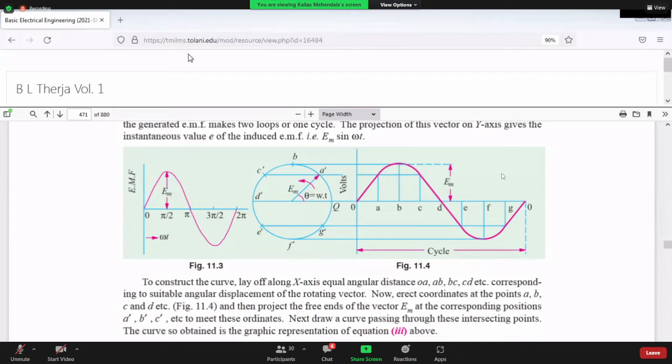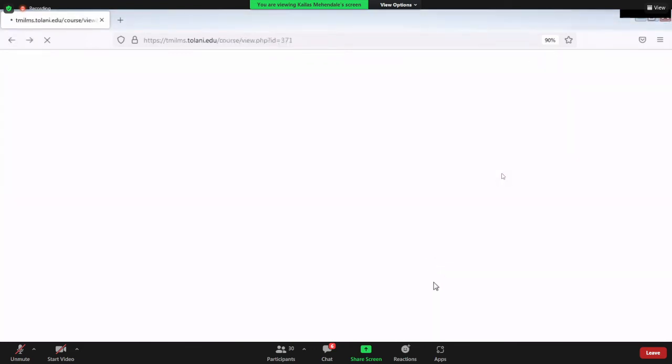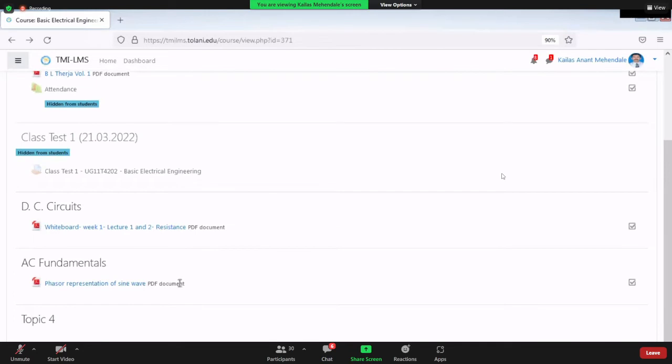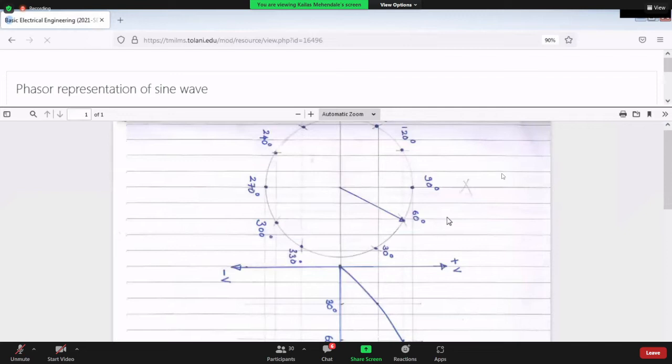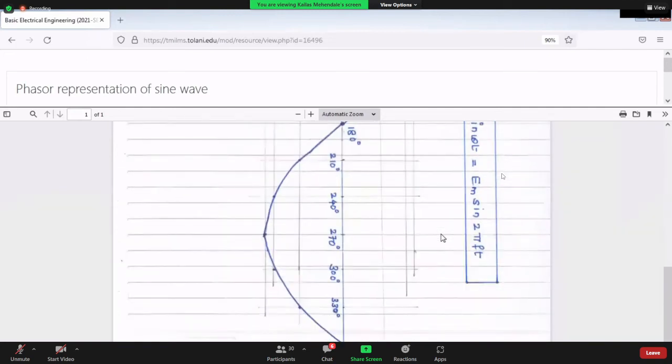here is our TMI LMS. So here we go back. Phasor representation of sine wave. Now it has been put up like this, right? So you can rotate it, no problem. The same thing has been put up over here, and the geometrical construction part I have explained to you. So let us continue further.